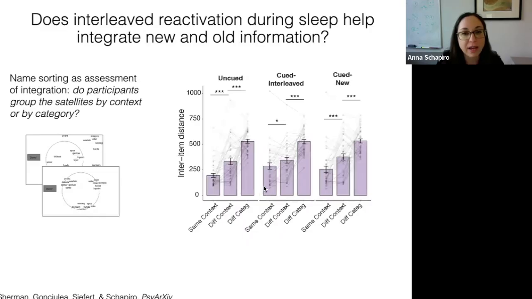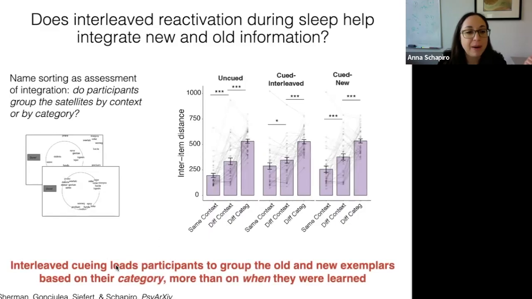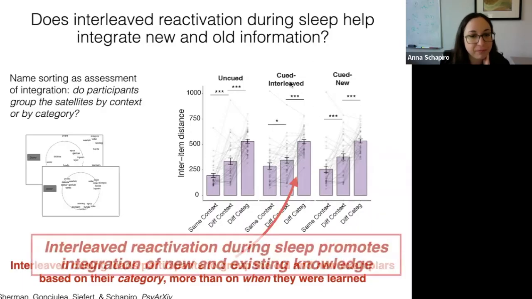And what we find is that they do both. We see effects of both the context and the category, but the interleaved cueing in particular leads people to group the old and new exemplars based on their category more so than based on when they were learned. So the category integration becomes stronger than the context separation specifically in the cued interleaved condition. Okay, so that's some evidence that interleaved reactivation of old and new information during sleep can promote that integration of new and existing knowledge.